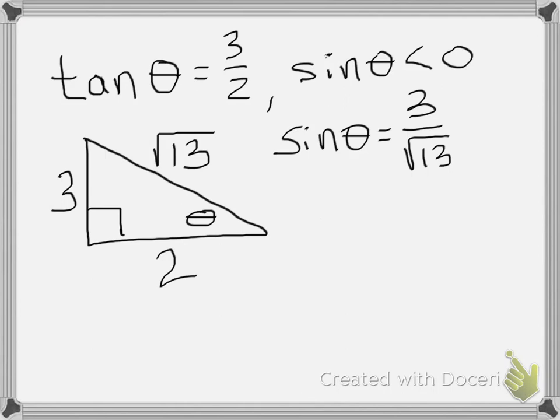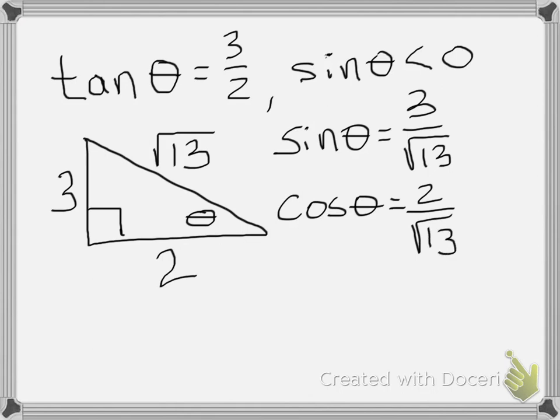But I want exact answers. I don't want decimals. Don't punch that up on a calculator and give me whatever decimal equivalent it is. That's not good enough. This is the exact answer. This is what we want. The cosine of theta will be the adjacent side over the hypotenuse, so that will be 2 over the square root of 13.